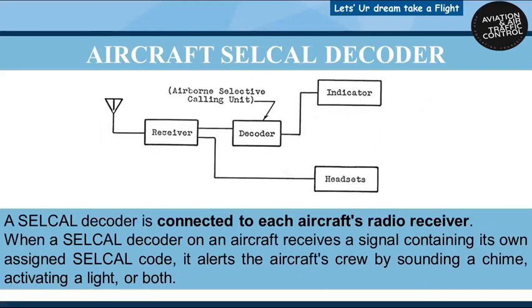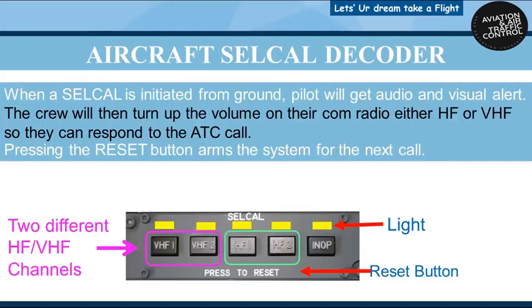A Selcal decoder is connected to each aircraft's radio receiver. When a Selcal decoder on an aircraft receives a signal containing its own assigned Selcal code, it alerts the aircraft's crew by sounding a chime, activating a light, or both. When a Selcal is initiated from the ground, the pilot will get an audio and visual alert.